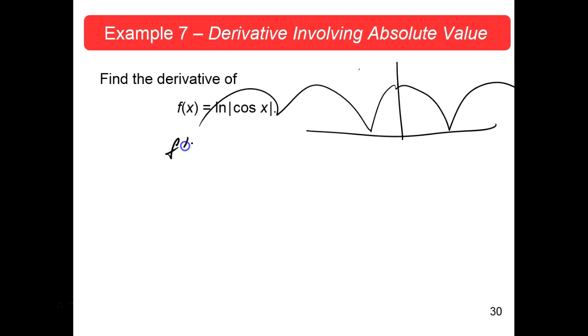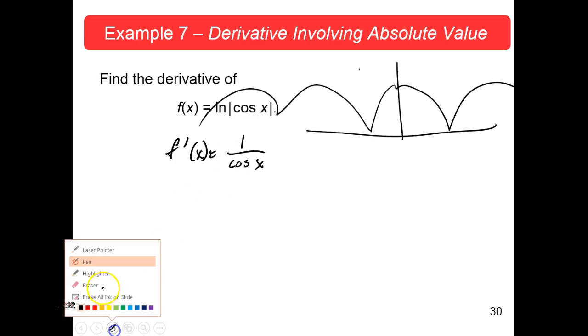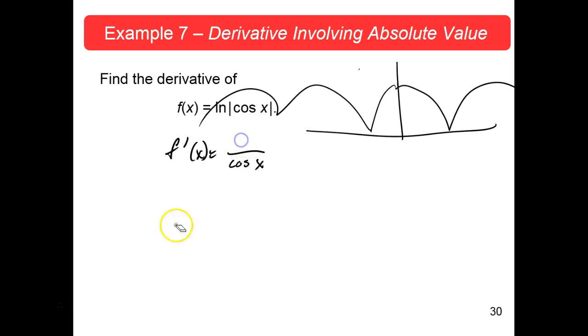What is f prime then? According to what we just said, 1 over cosine x, right? Derivative of log is 1 over times derivative of cosine x, which is what? Negative what? Negative sine x. Negative sine of x. Okay. Which is negative tangent x. Okay?